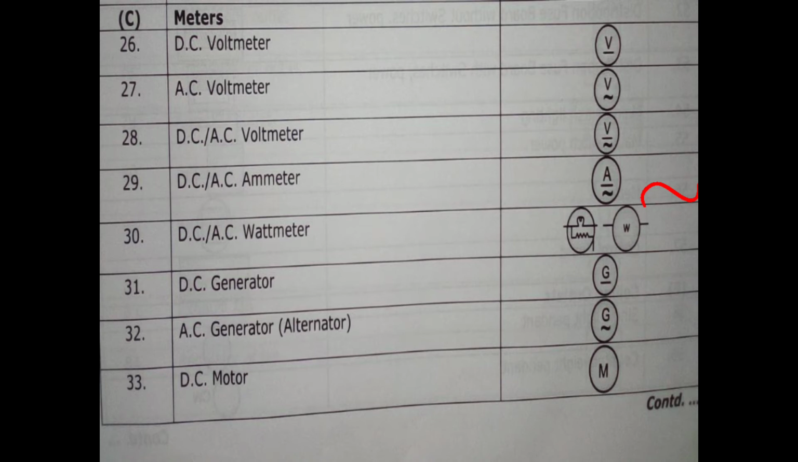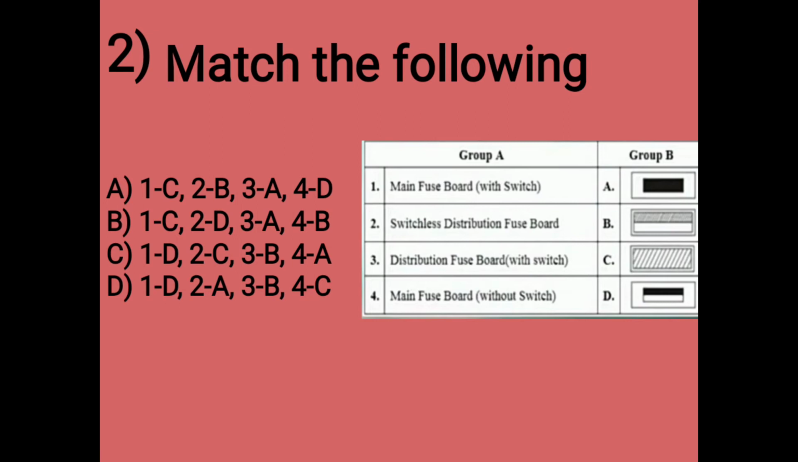Then we see some match the following. So here see the match the following. In group A, see the first is main fuse board, second is switchless distribution fuse board, third is distribution fuse board, fourth is main fuse board. These are some symbols. So we match the pair. So here see the options are: A is 1C, means main fuse board. Option C.